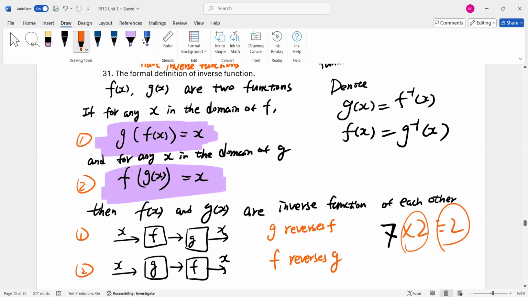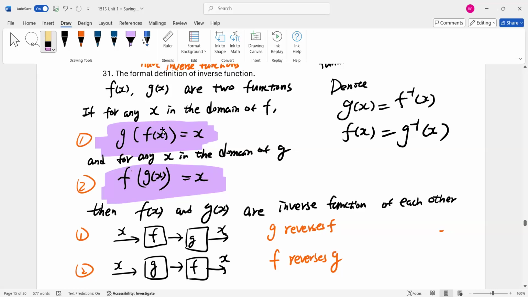So I hope those analogies could help us to understand the concept of inverse functions. As functions, they reverse each other. And that's the definition of inverse function. Questions, please? Any questions? No, you explained it really well.